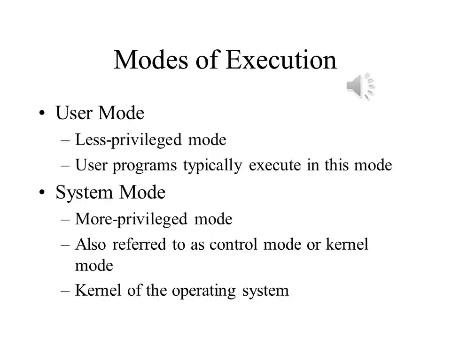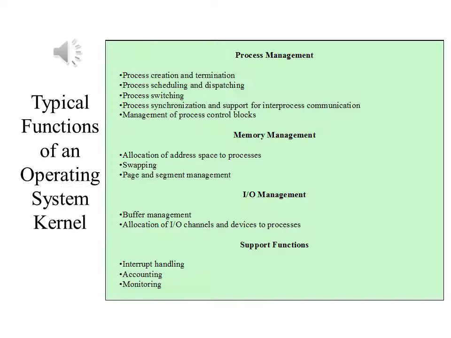The less privileged mode is often referred to as the user mode, because user programs typically would execute in this mode. The more privileged mode is referred to as the system mode, control mode, or kernel mode. This last term refers to the kernel of the operating system, which is that part of the operating system that encompasses the more important system's functions.